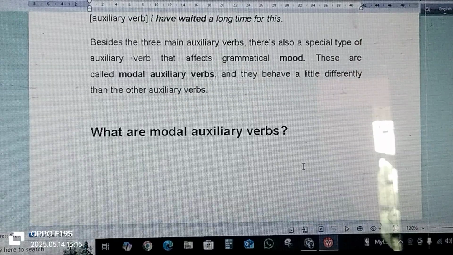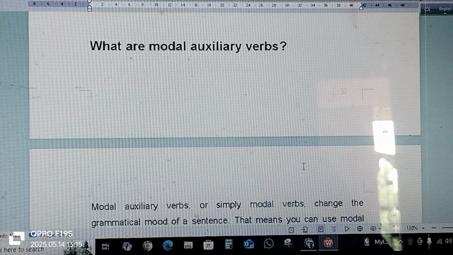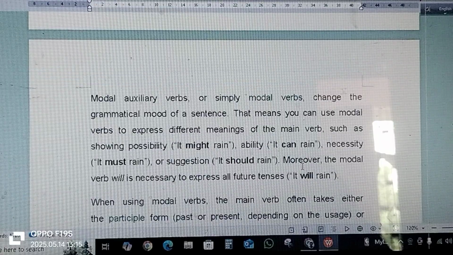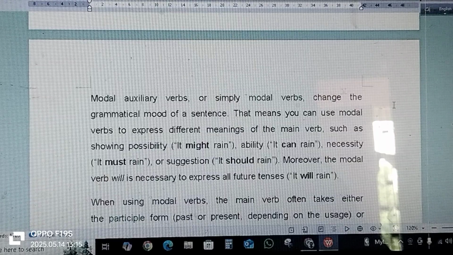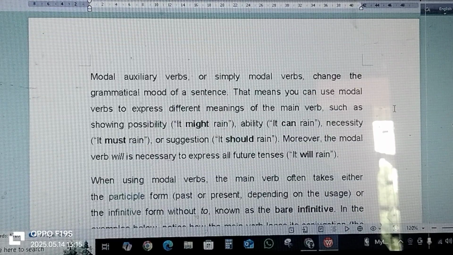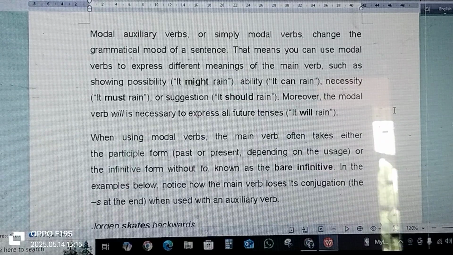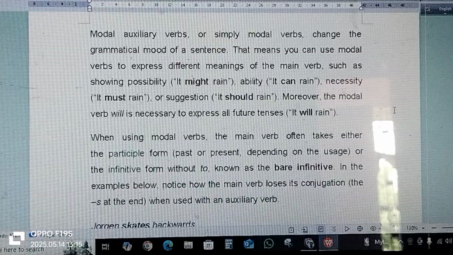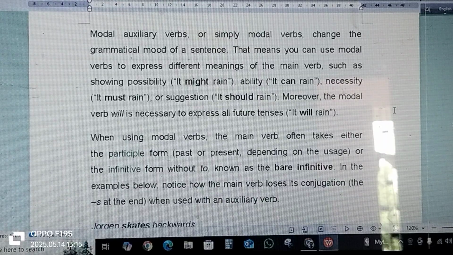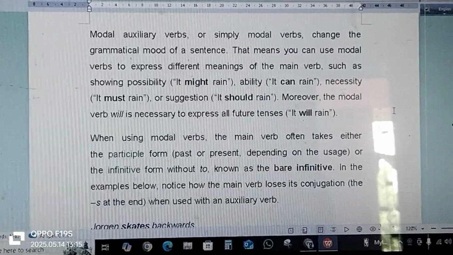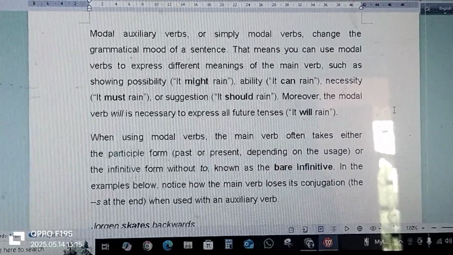Then what are modal auxiliary verbs? Modal auxiliary verbs, or simply modal verbs, change the grammatical mood of a sentence. That means you can use modal verbs to express different meanings of the main verb, such as showing possibility. For a sentence like this, it might rain. Here, might is a modal auxiliary or modal verb.